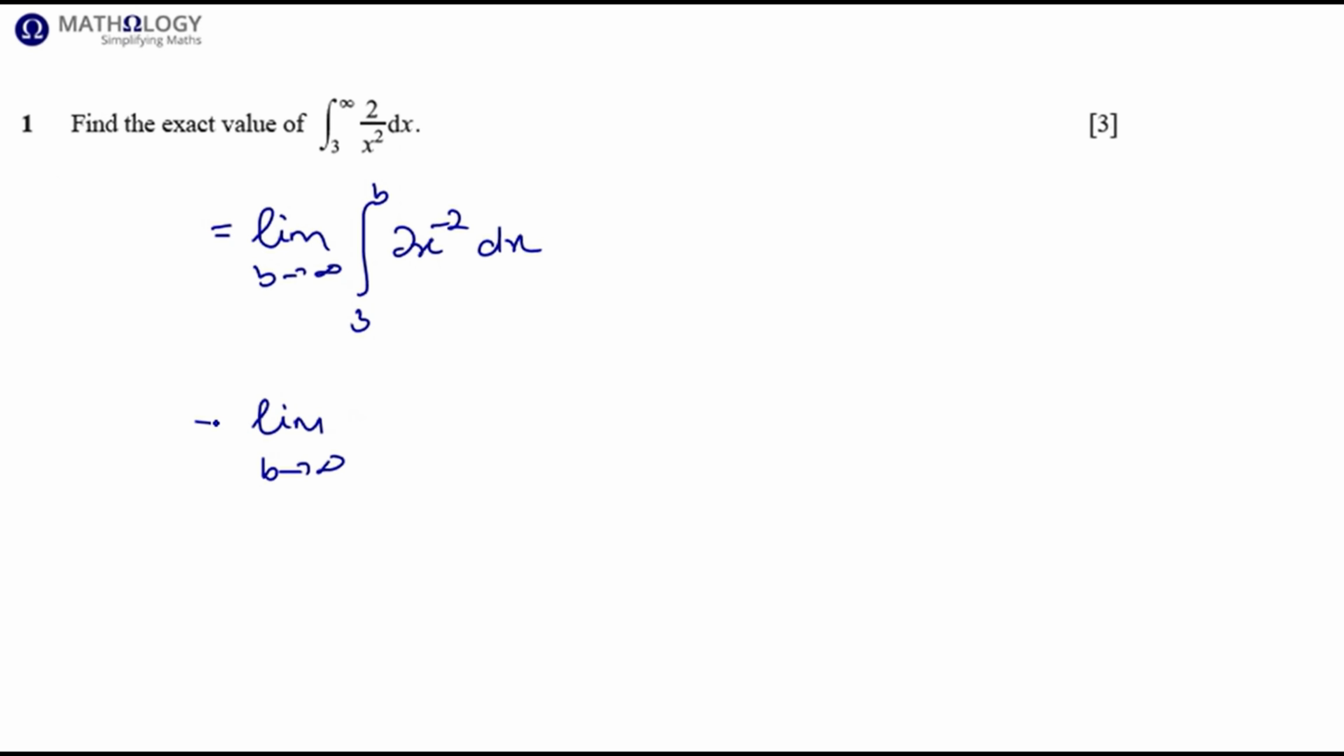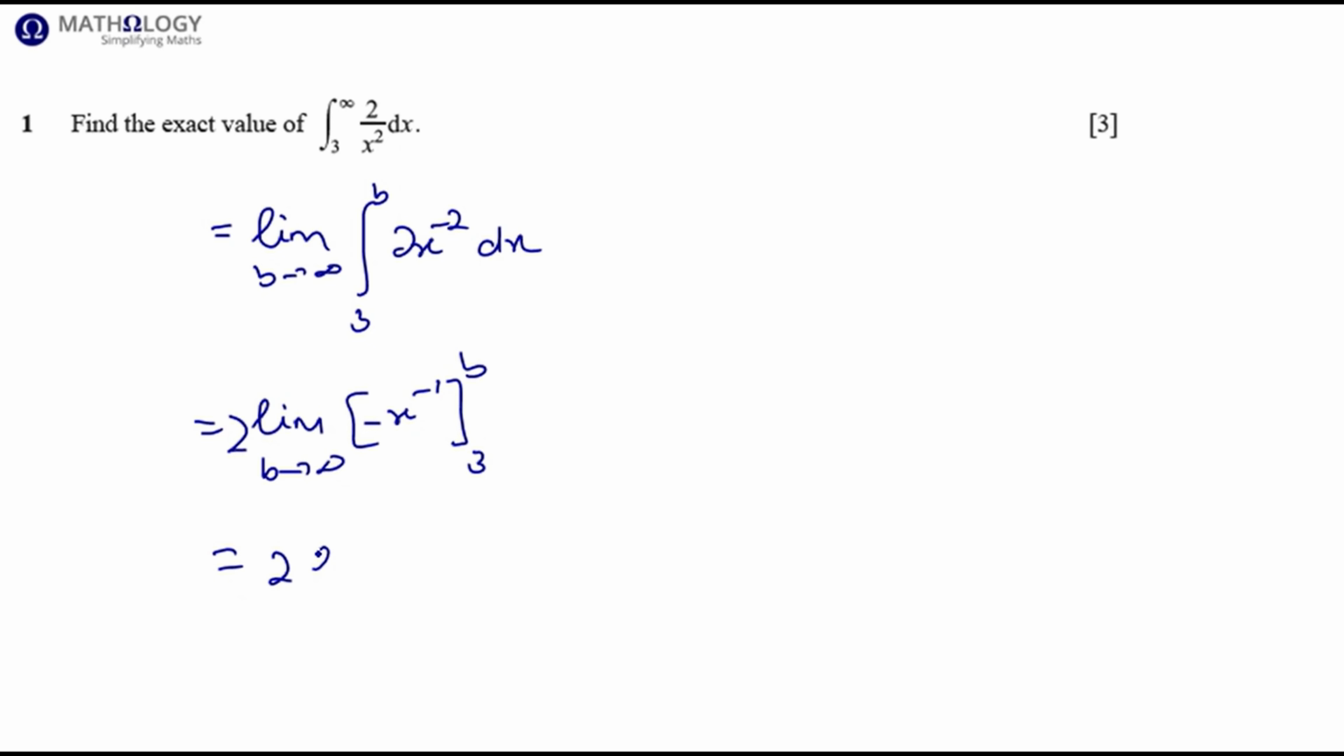You can pull the constant 2 out of the limit and the integral, and then we'll be integrating from 3 to b of x to the minus 2. That gives us x to the minus 1 divided by minus 1, so it's minus x to the minus 1, and that is evaluated between 3 and b.